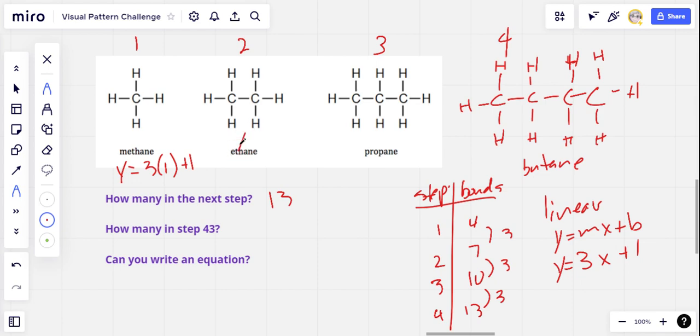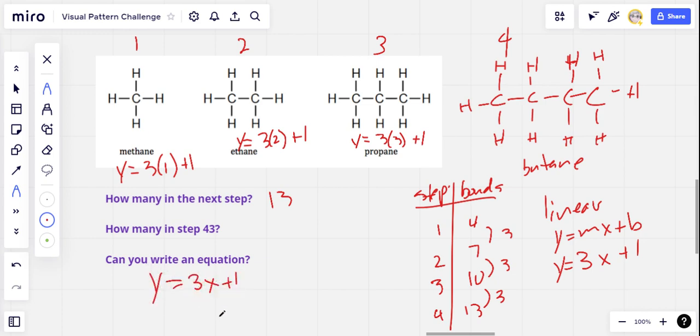So let's try step 2. So y equals 3 times 2 plus 1. 6 plus 1 is 7. Yeah, that's how many in step 2. How about step 3? y equals 3 times 3 plus 1. 9 plus 1 is 10. Yeah, this seems to be working. So it looks like our equation here is y equals 3x plus 1.